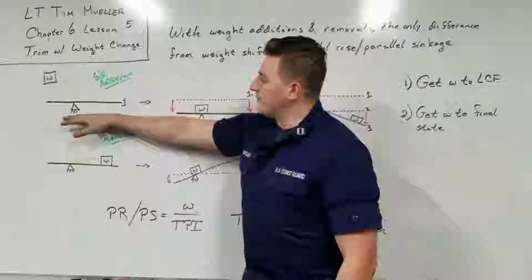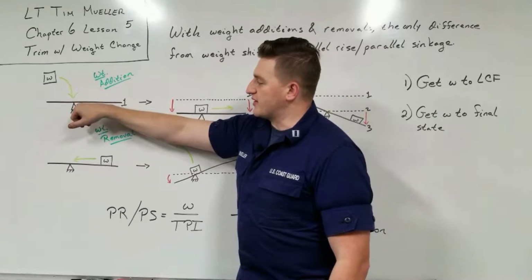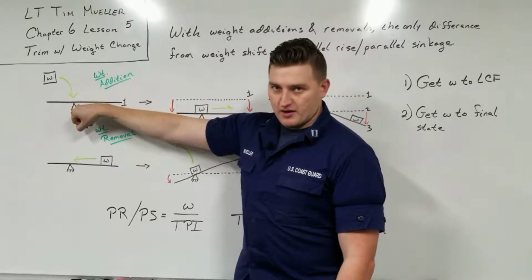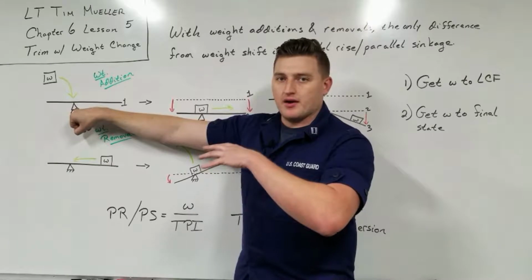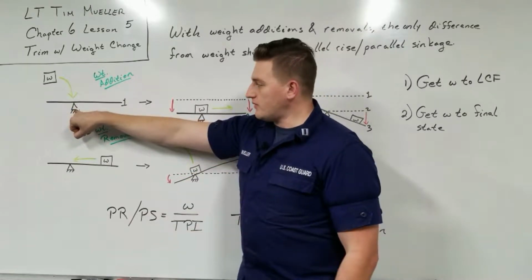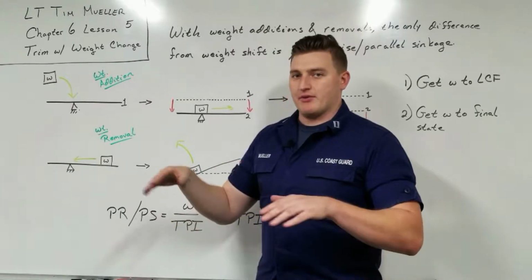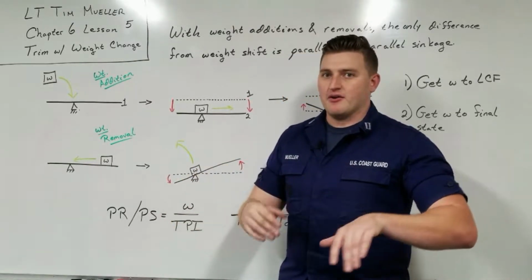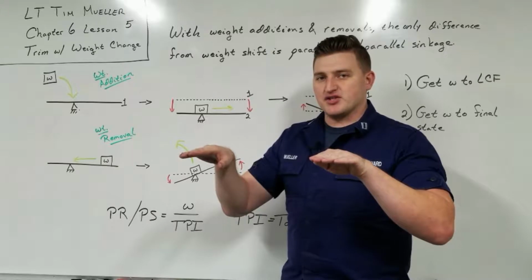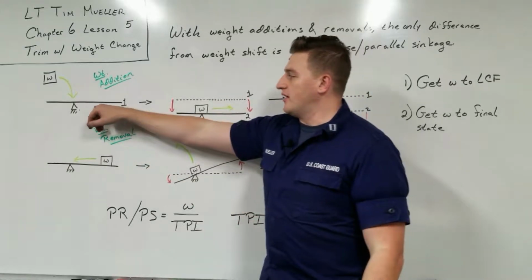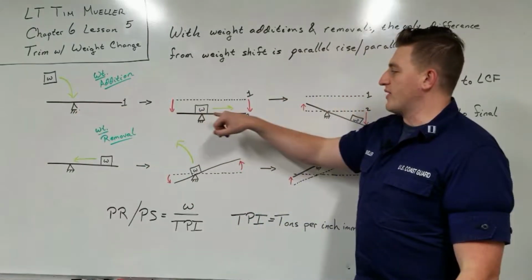So let's go here. We have a weight addition. We're going to put it directly on the LCF. By putting it on the LCF, it means that there's no trimming moment there. So we're going to have parallel sinkage because we're increasing our displacement, and we learned several chapters ago that increasing displacement makes the ship sit a little bit lower in the water. So add it to the LCF, we get right here.